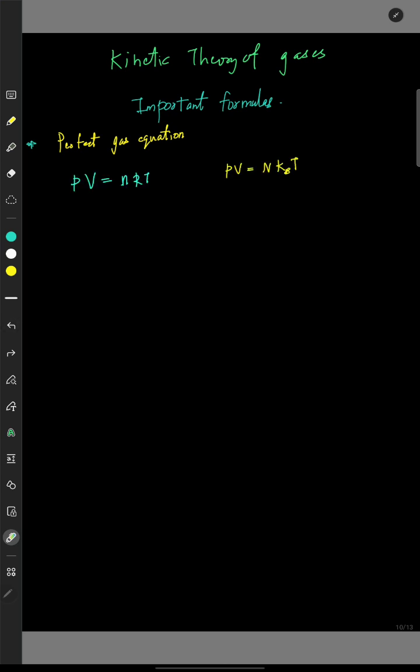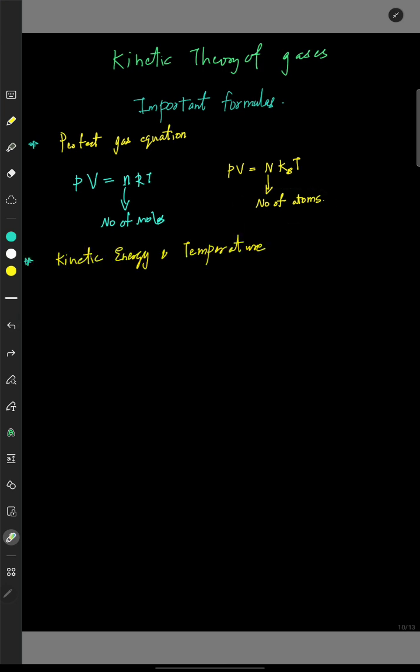It comes in two variants, PV equals nRT and PV equals NkBT. In the first case, we have the number of moles, that is small n, and then capital N, which comes with the Boltzmann constant, represents the number of atoms. So wherever R is going to come, we have the number of moles, and wherever kB comes, we'll have the number of atoms. We have to keep this trend in mind.